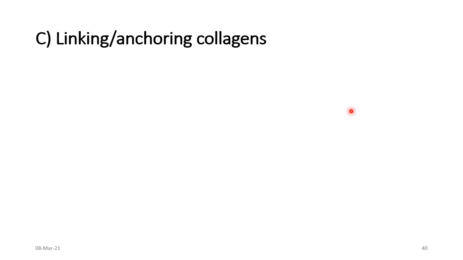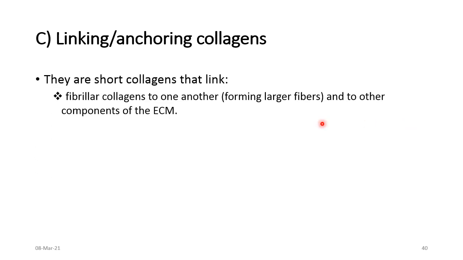The third type is linking, the one that links two things, and they are short collagens. Short, with a simple job: to link one thing to another. They are short collagens that link the fibrillar collagens to one another. Fibrillar collagen, the ropes we said are found in the dermis, the tendons, organ capsules. It links them between the fibrillar collagens and to one another, forming larger fibers.